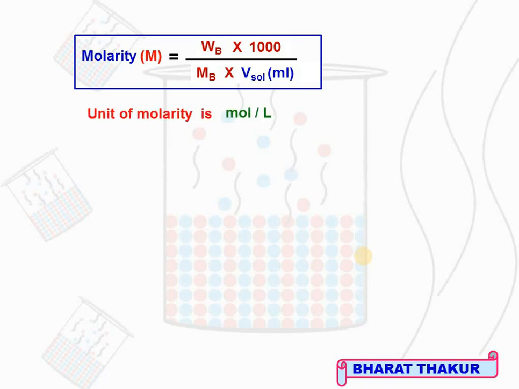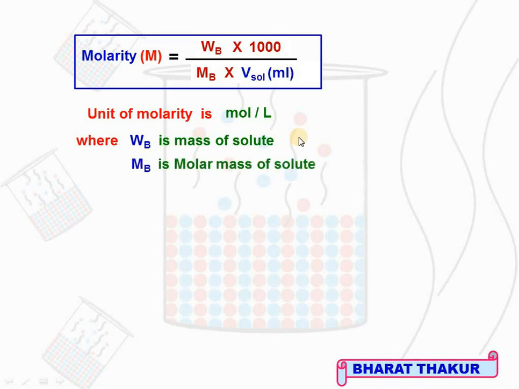The unit of molarity is mole per liter because we are multiplying the upper side by 1000, that means the volume given in ml automatically gets converted into liter. That's why the unit is also coming in mole per liter. Where WB is the mass of solute, MB is the molar mass of the solute, VSOL is volume of solution.